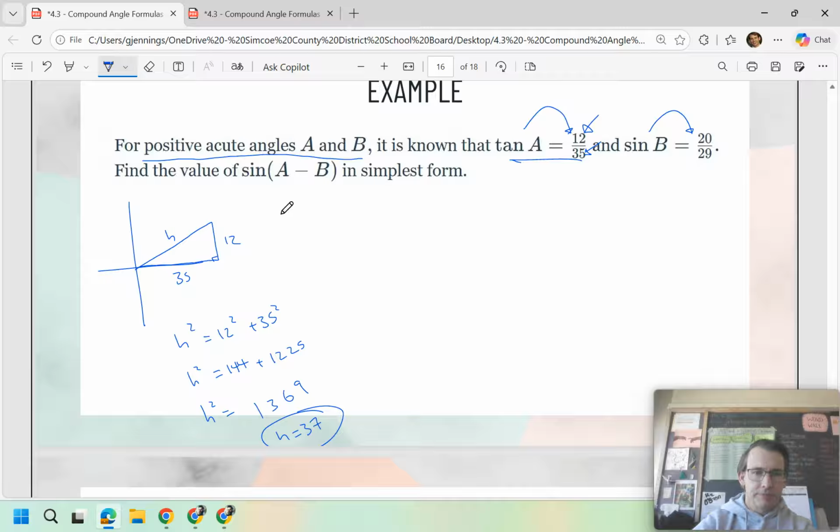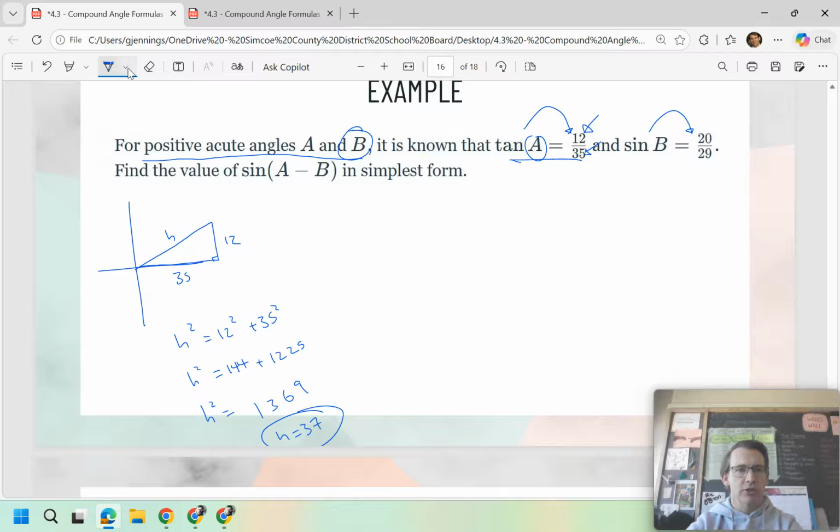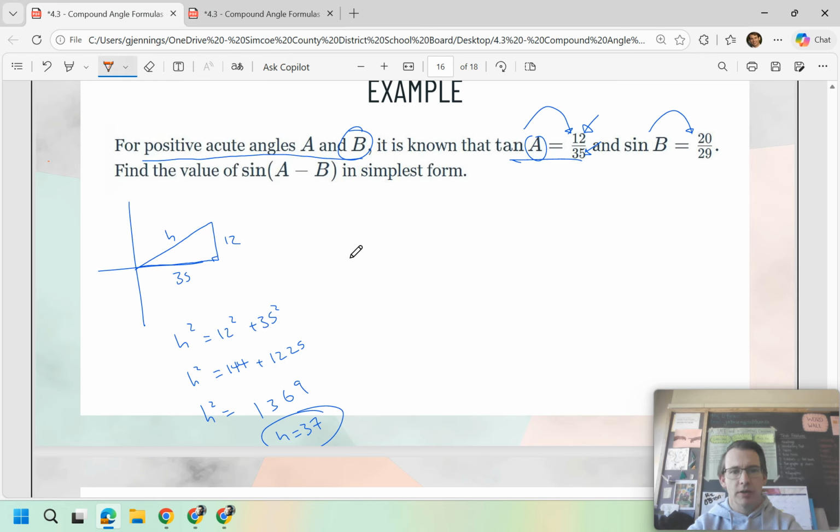So there's one of our triangles that we're going to use for A. And then for B, we have to figure that out. If sine B is 20 over 29, let's do this in another color. 20 over 29 is opposite over hypotenuse, so it's pretty tall that way. This is 20, this is 29, and this we don't know yet. Call it little q.